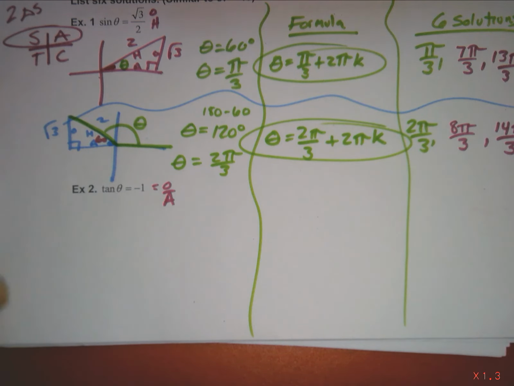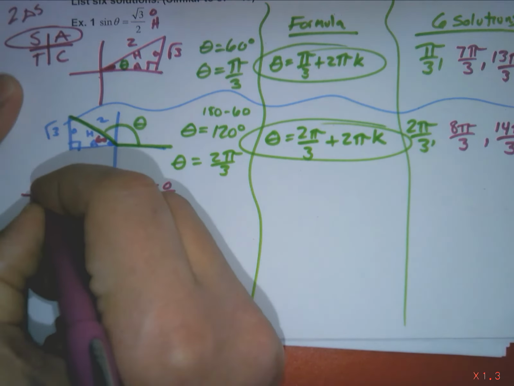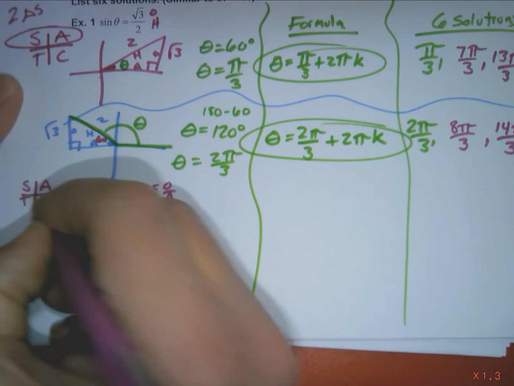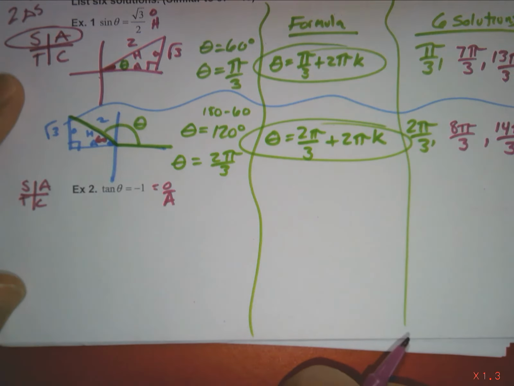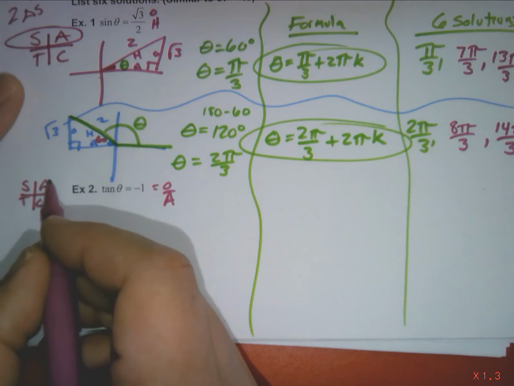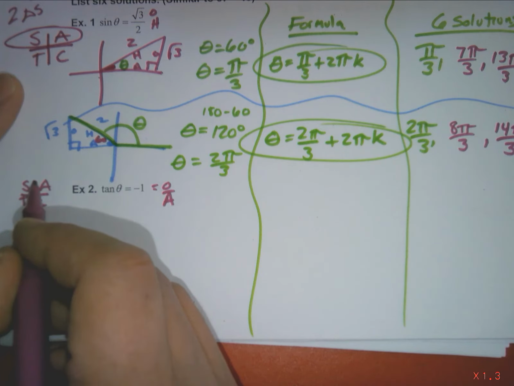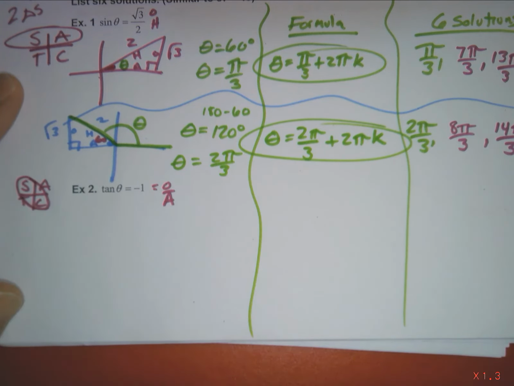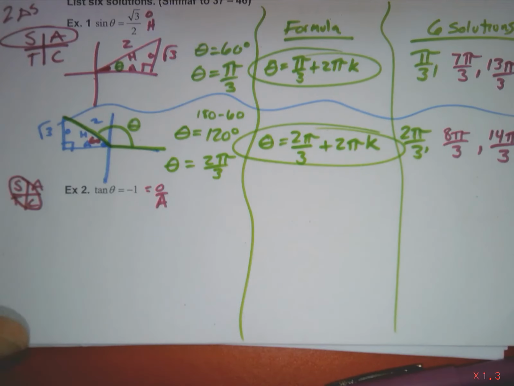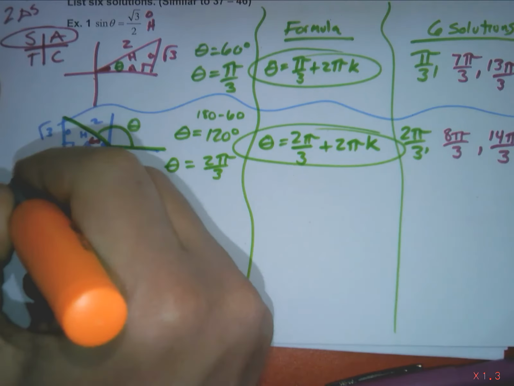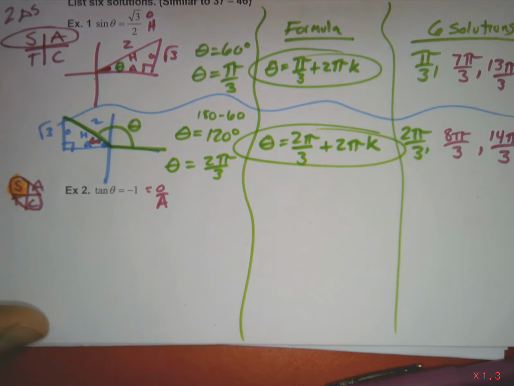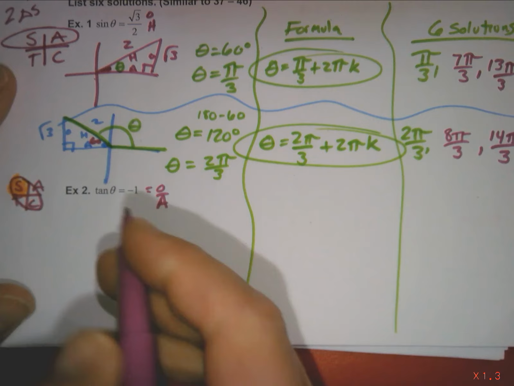45, 45, 90, right? Where do I draw this thing? All students take calculus. Where is tangent negative? I know where it's positive: 1 and 3. So it's got to be negative in 2 and 4. Now, I only have to draw the first triangle. I only have to do the one in quadrant 2. And I'll show you why.